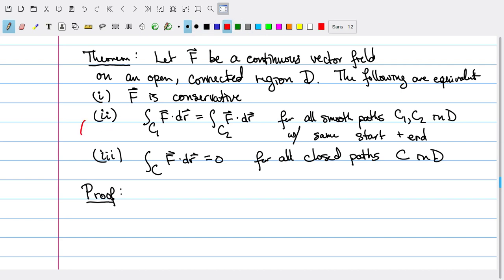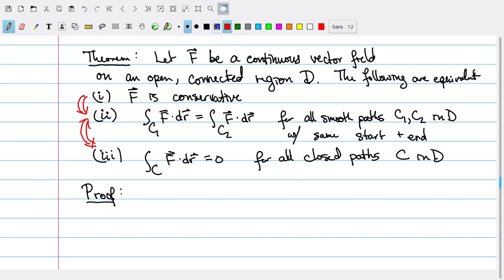We've already shown how 2 and 3 are the same thing, because we can break up any closed loop into a couple of smooth paths with the same starting and ending points, and vice versa. Given those two paths with the starting and ending point, we can create a new loop, which is a closed loop. Furthermore, we talked about how if F is conservative, then it will be independent of path. And that's just a consequence of the fundamental theorem of line integrals. By the fundamental theorem of line integrals, the value of the line integral will only depend on the endpoints. It won't depend on the path that we take to go from the start to the end.